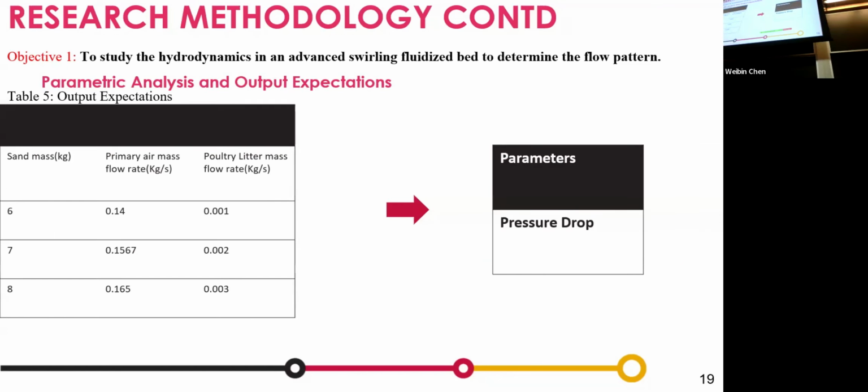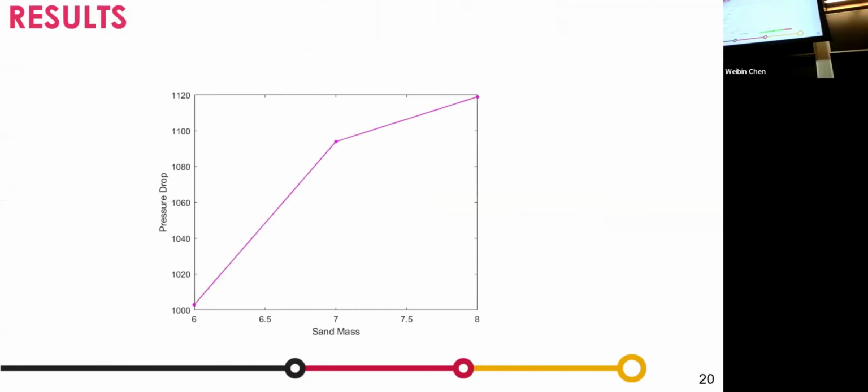For our analysis, we did some parametric analysis. For this, we are generally considering 3 parameters: the sand mass, the primary air mass flow rate, and the potentiometer mass flow rate. And we want to know the impact on the pressure drop, because the pressure drop affects the heat transfer a lot. Knowing which parameter increases the pressure drop is going to help in the effective flow of how far the heat transfer is being generated.